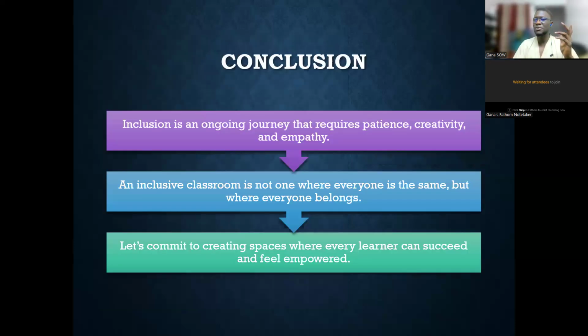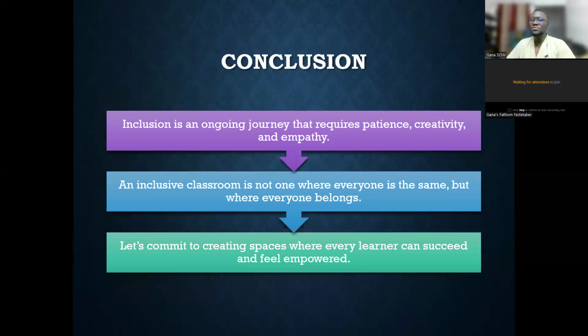And in conclusion, I would say that inclusion is an ongoing thing. It is a culture that needs to be built around everybody who's involved in that learning environment. It requires patience, creativity, empathy, and of course, innovation from time to time. It has to be there.